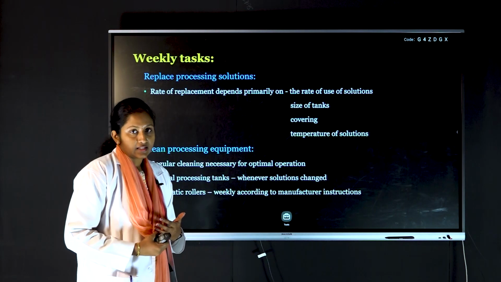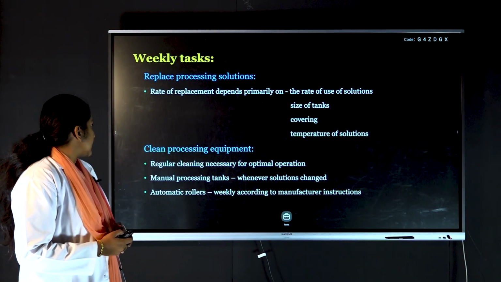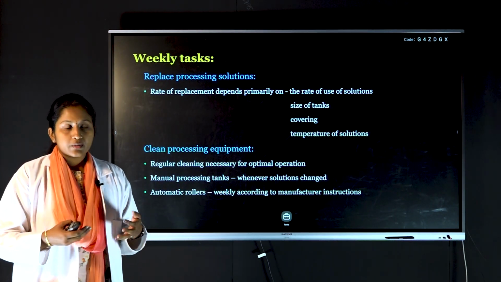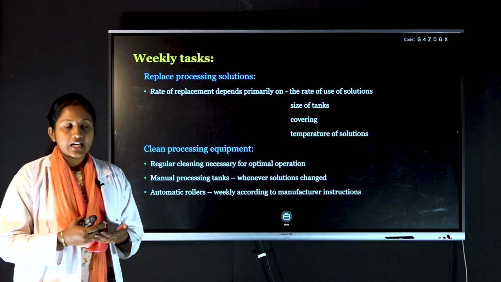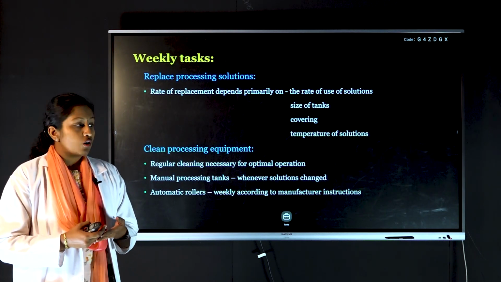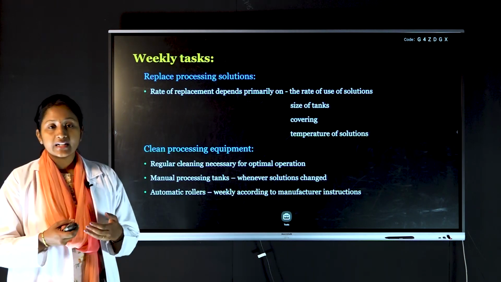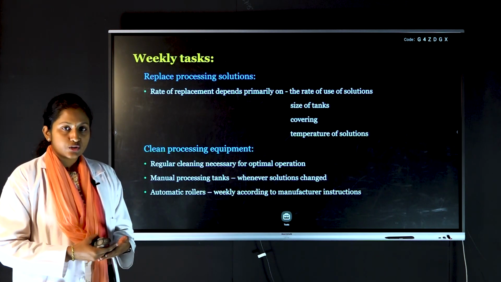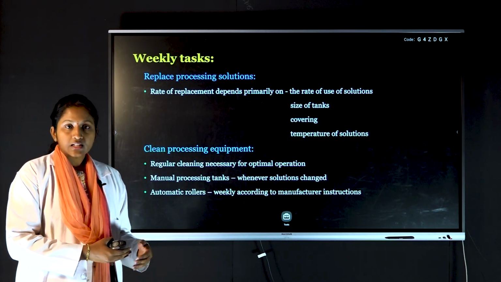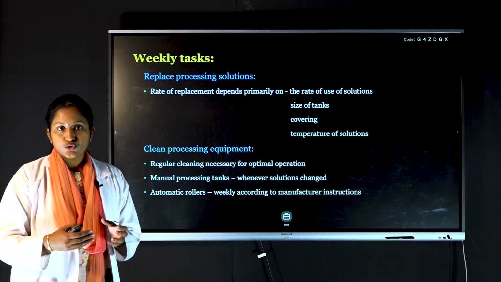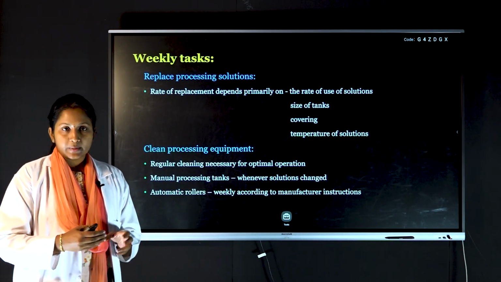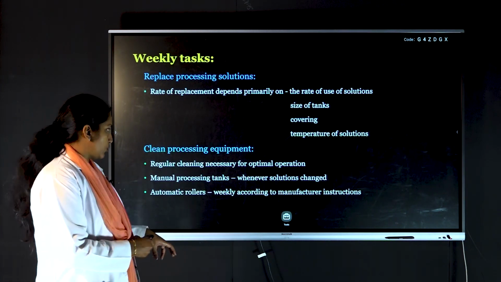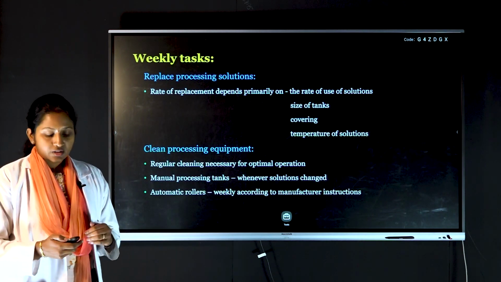So that is about the daily tasks. Next is about weekly tasks. Every week we have to replace the processing solutions. After repetitive use, the solutions get contaminated and depleted, so they need replacement. Every week the fresh solutions have to be replaced. Before replacing these solutions, the tanks that contain them should be cleaned. If they are manual tanks, they should be cleaned. If they are the tanks of automatic processors and automatic rollers, they have to be cleaned according to manufacturer instructions.